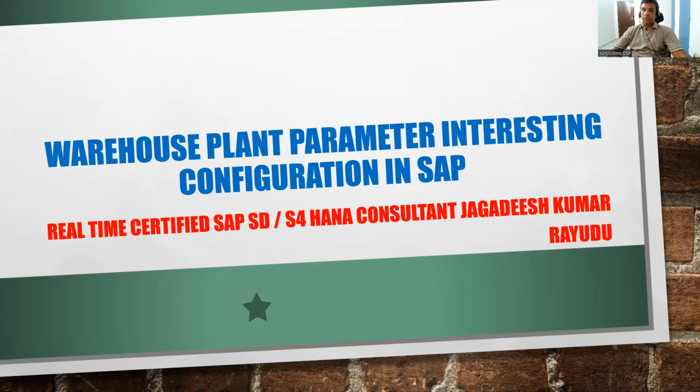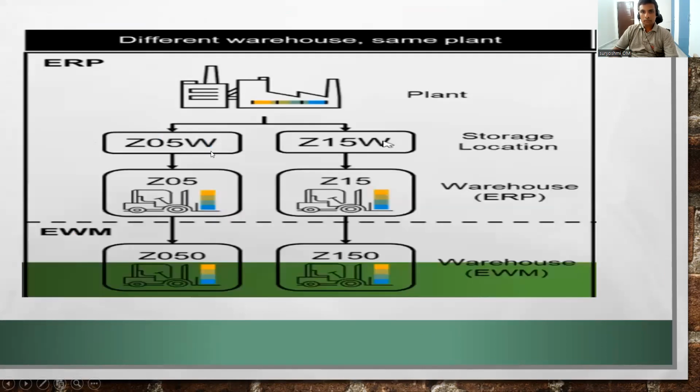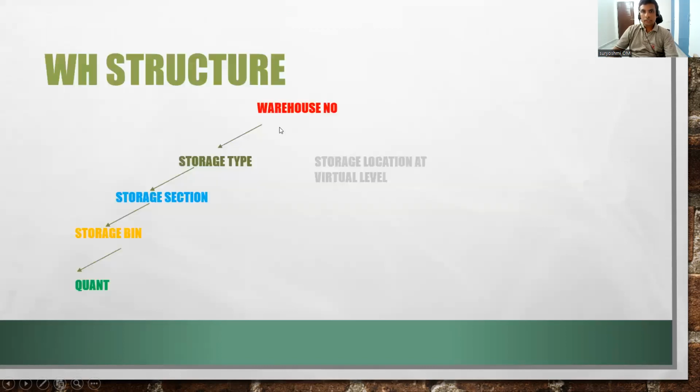So previously we had a discussion, a quick recap. At the warehouse number level, we have created plant and storage location. We made a link, the plant and storage location combination, and we assigned the warehouse number. Next, we are going to see warehouse parameters.